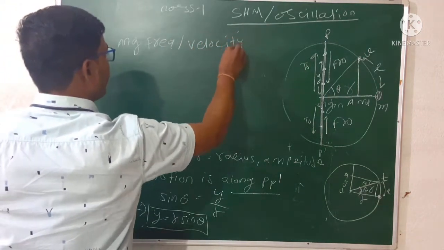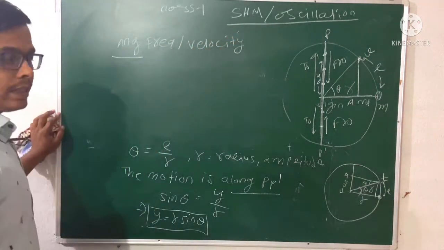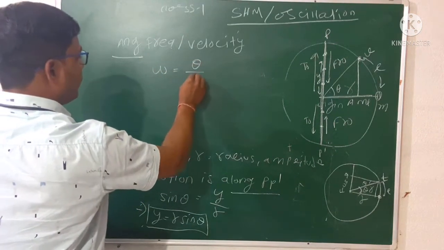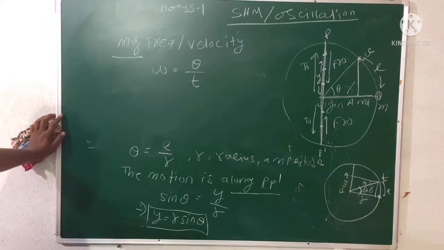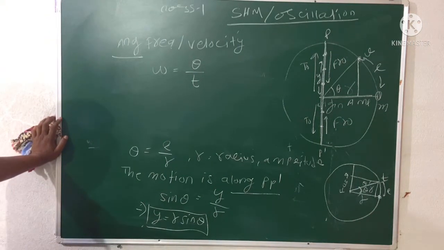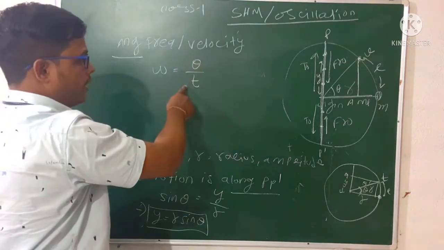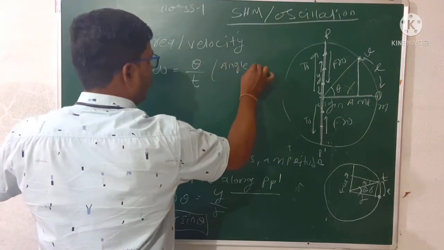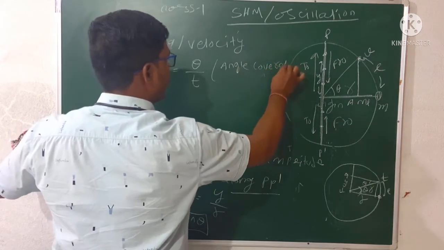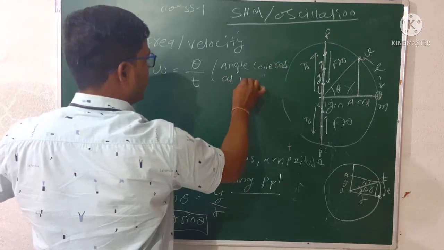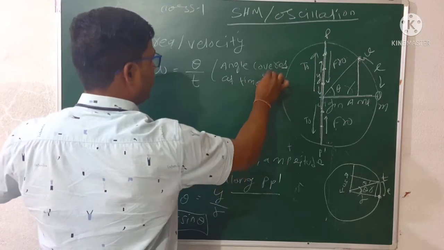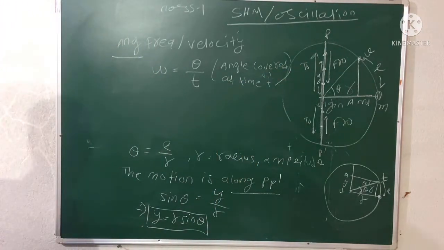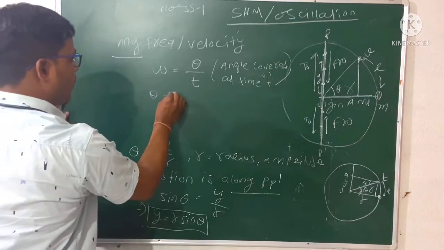So what is the angular velocity? You complete it, angular. So that is omega, and this is nothing but theta by time. Okay, so what is angular frequency? This is the angle covered at an instant of time, at time t. So this is the definition of your angular frequency. So theta equal to omega t.